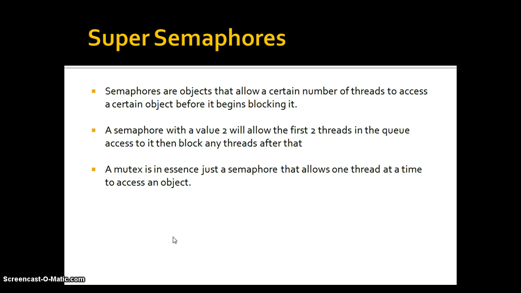Semaphores are objects that allow a certain number of threads access to a bit of memory before it puts all the other threads in the blocking state. A semaphore with a value of 2, for example, will allow the first 2 threads into the block of memory, then leave the other threads waiting until those 2 threads are done. A mutex is in essence a semaphore that only allows one thread in at a time, so it's not a completely alien way of doing things.